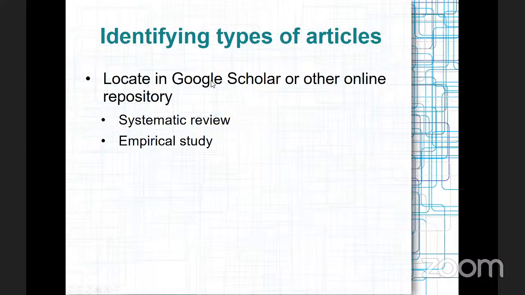So if you're doing a study, you want to look for both existing empirical studies, and if they exist, systematic reviews, because both meta-analyses and systematic reviews are going to give you an overview of the topic. So where they exist, you want to start with systematic reviews and meta-analyses on your topic.